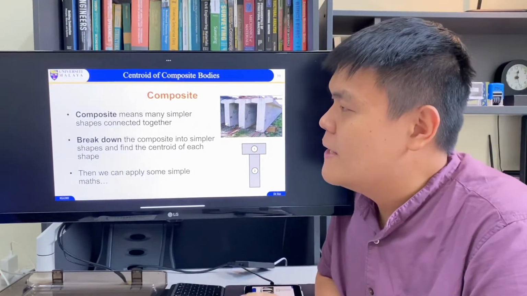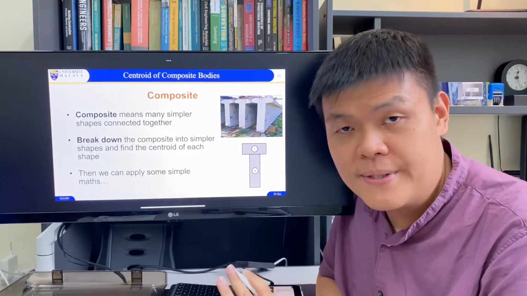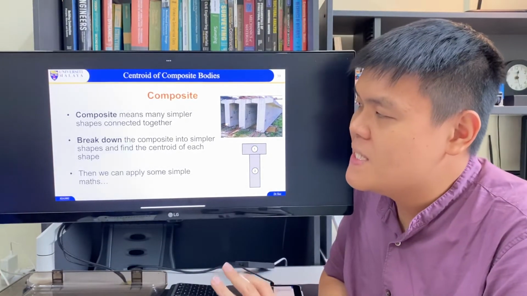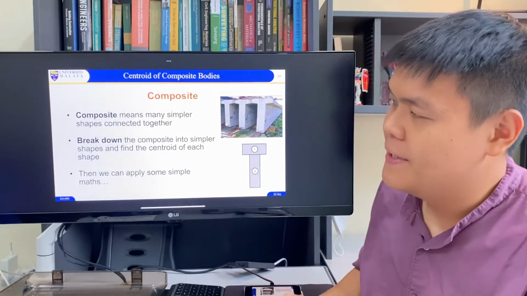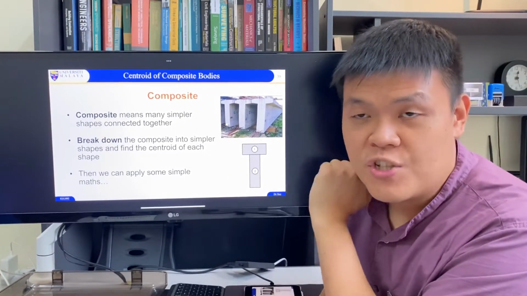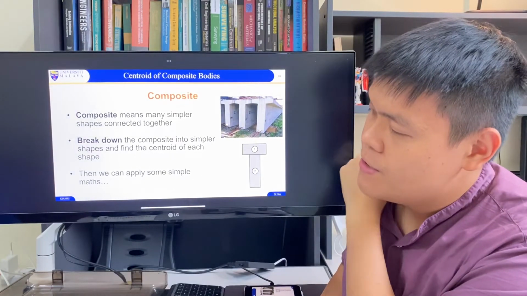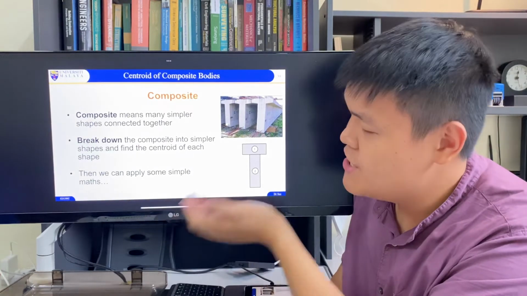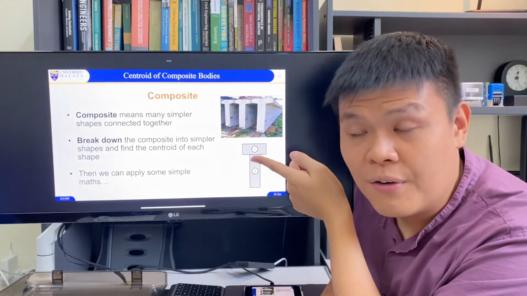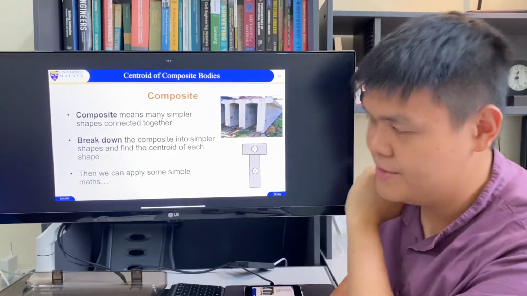Alright, now let's talk about composites. Composite means simpler shapes connected together to get a complex shape. When we break down the composite shape, we get simpler shapes. So to find the centroid of a composite shape, we just need to find the centroid of these simple shapes first.